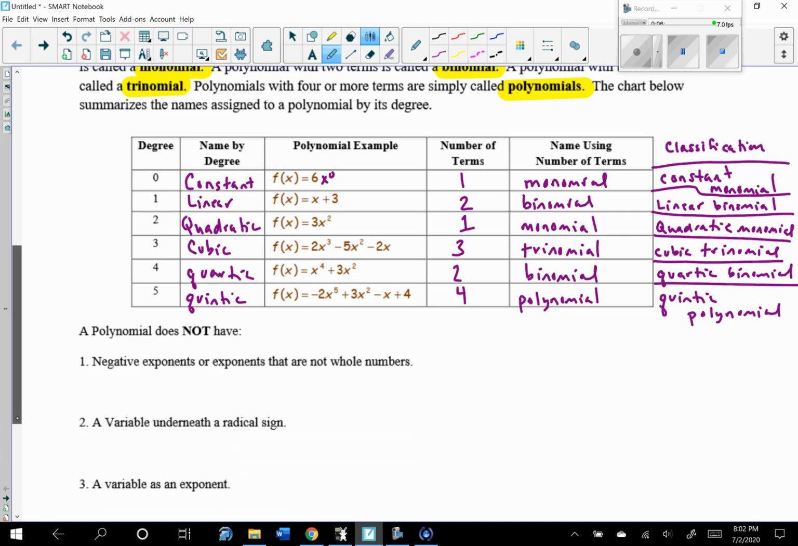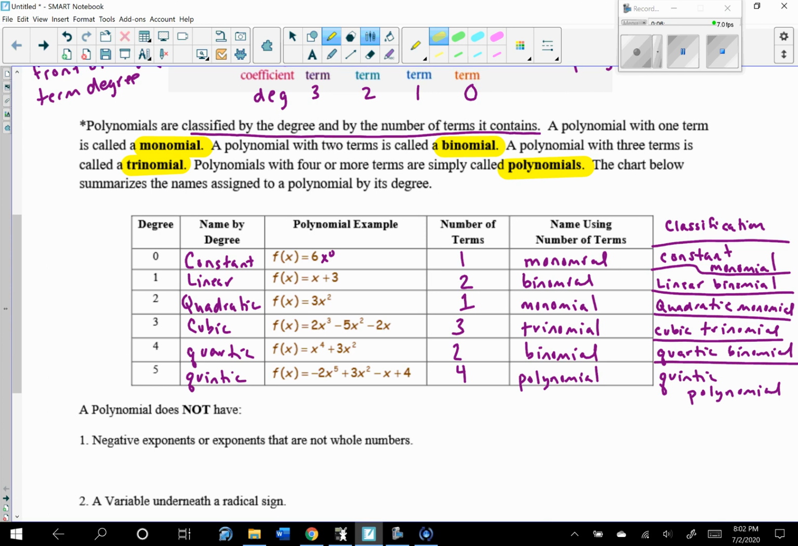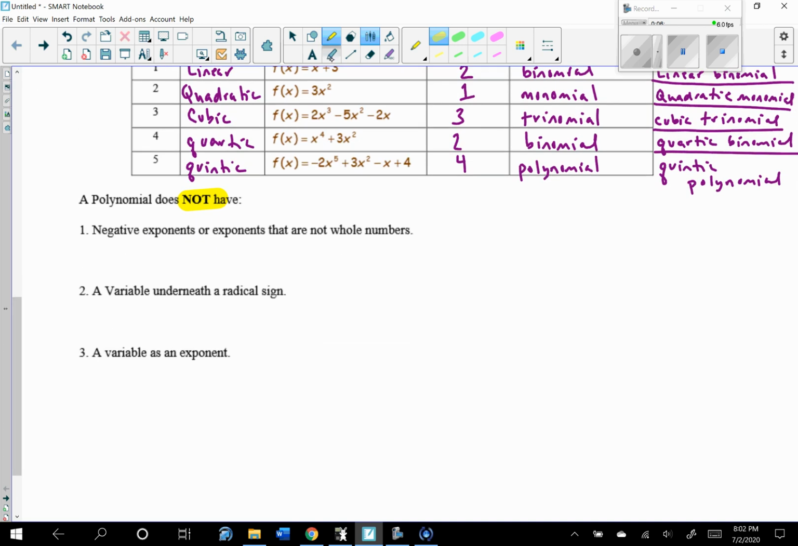So let's go ahead and talk about what a polynomial is. Polynomials do not have the following. So polynomial does not have negative exponents or exponents that are not whole numbers. So remember, whole numbers we know are 0, 1, 2, 3, etc. So no fractions or decimals.